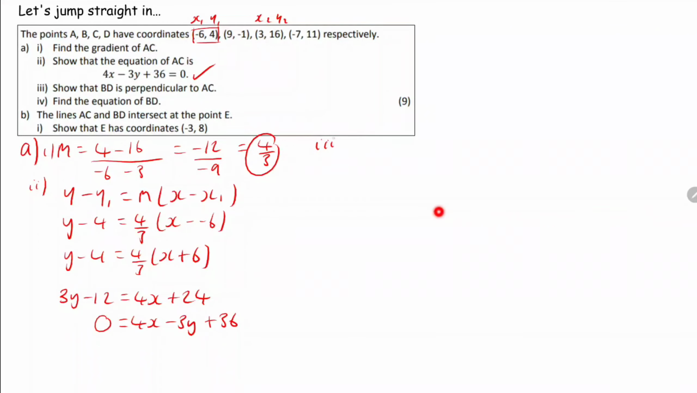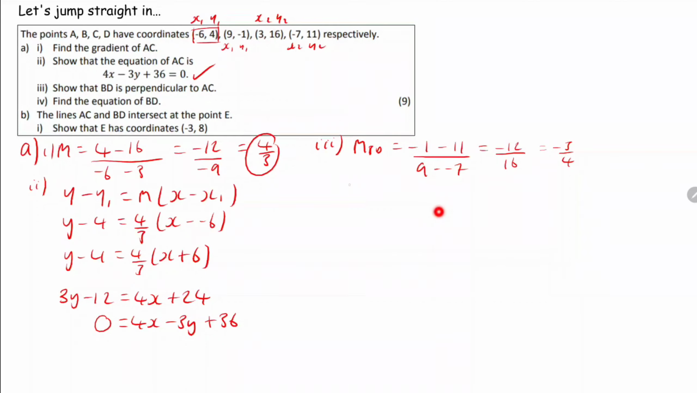Part 3. Show that BD is perpendicular to AC. So what we've got to find here is the gradient of BD. So now we're going to give B our x1 and y1, and D our x2 and y2, and then find the gradient. So we're going to have minus 1 minus 11 over 9 minus 7. That's going to give us minus 12 over 16, and they can both be divided by 4, which gives us minus 3 over 4.